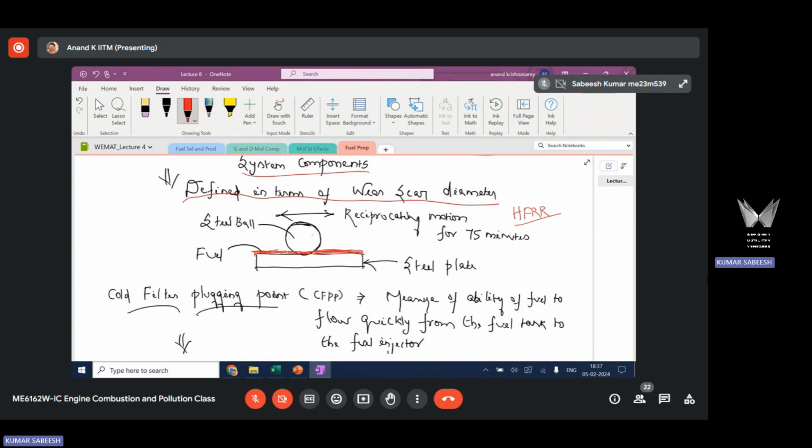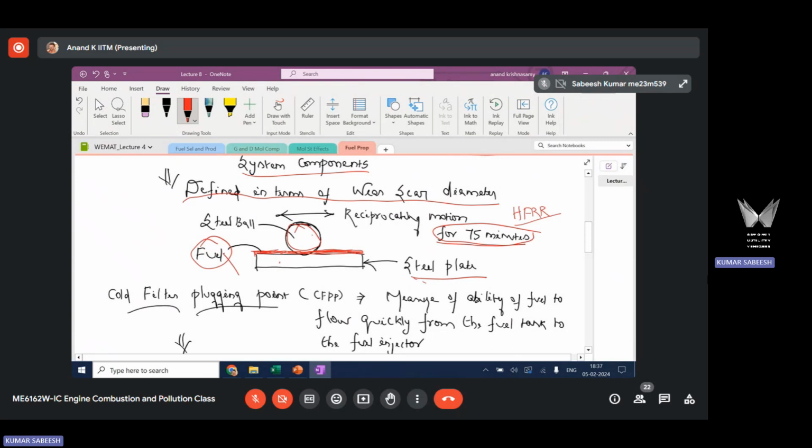You have a steel ball here. It reciprocates for a well-defined duration, around 75 minutes. And this steel ball reciprocates on a steel plate. As you can see here, it is reciprocating on a steel plate, and the plate is filled with fuel. The steel ball is allowed to reciprocate for a known duration of 75 minutes, with a known load. The load is defined, the reciprocating time is defined, and the ball is reciprocating over a steel plate wherein you have a finite quantity of fuel.